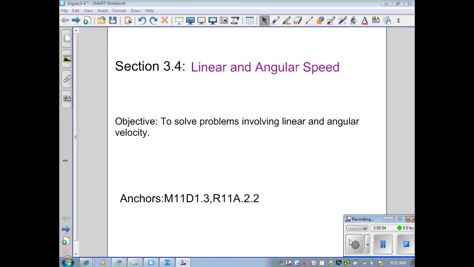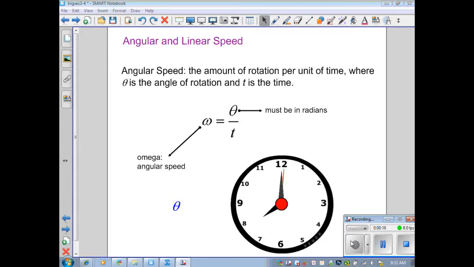Section 3.4, to solve problems involving linear and angular velocity. Our first slide states the definition of angular speed, the amount of rotation per unit of time, where theta is the angular rotation and t is the time. An easier way to state that is, we want to know how big our theta or angle grows over a unit of time.